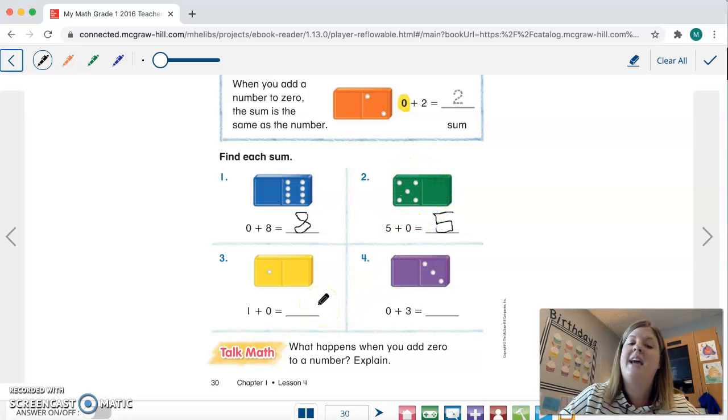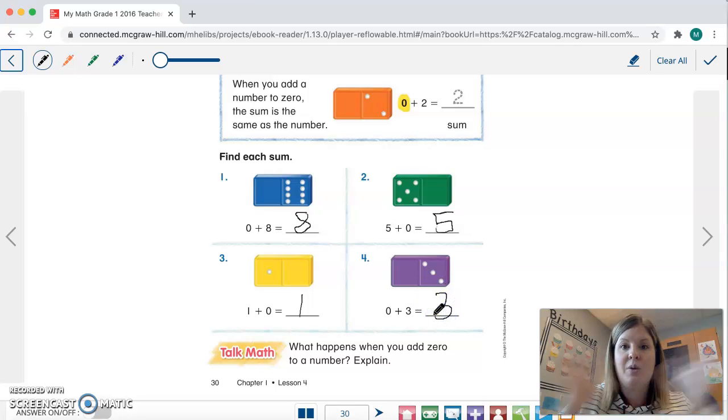All right, I'm now at the yellow domino, number 3. 1 plus 0 equals, so if I have 1 and I'm adding nothing to it, I still only have 1. Write a 1 on the line. I'm at the purple domino, number 4. It says 0 plus 3, so I only have 3 dots. So how many do I have? Still 3, because 0 equals nothing.